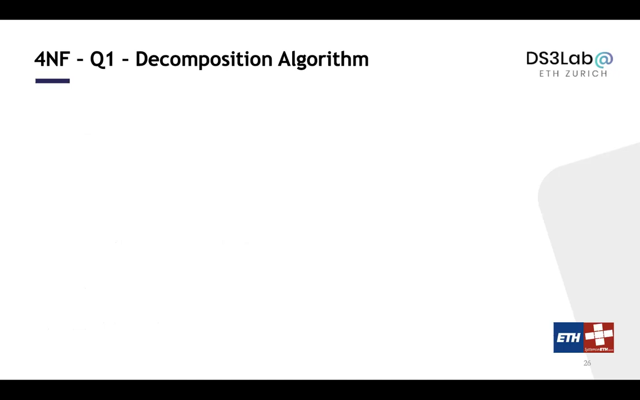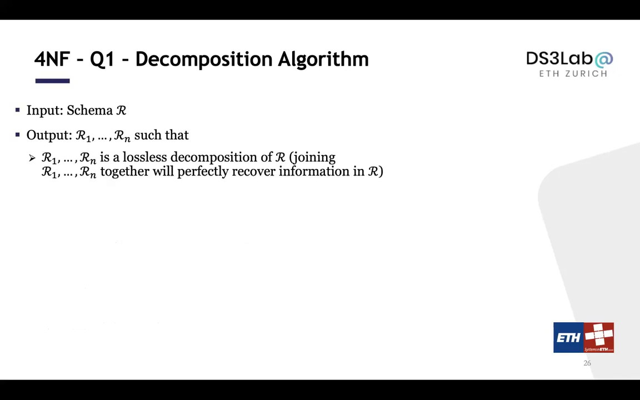So now let's revisit the questions that we have been talking about for other normal forms. The first one is, if you give me a schema that's not in fourth normal form, how can we decompose it into a set of smaller relations, R1 to Rn, such that first, they form a lossless decomposition of R, and second, each of these Ri is also in fourth normal form? The algorithm for doing that is actually very simple.